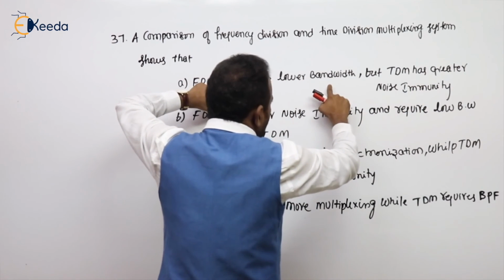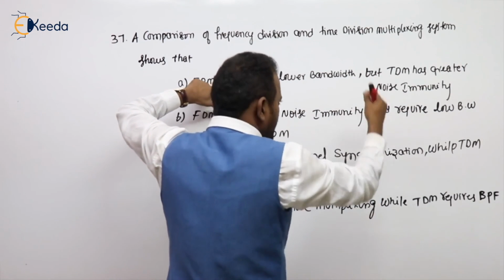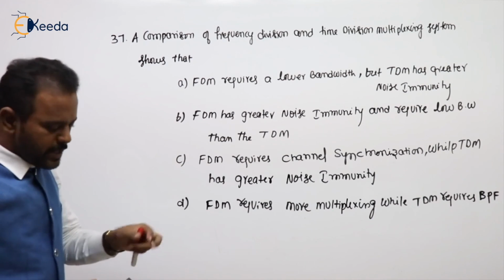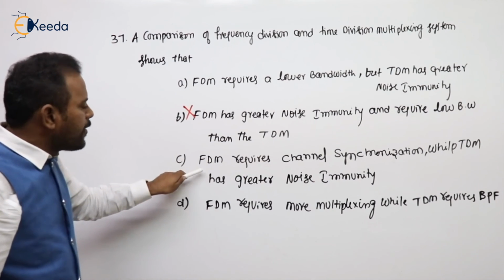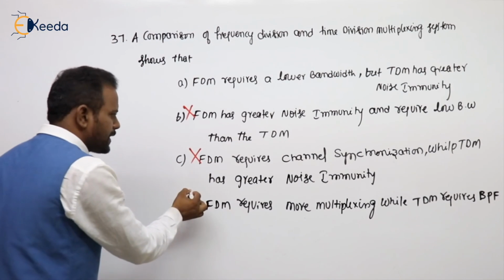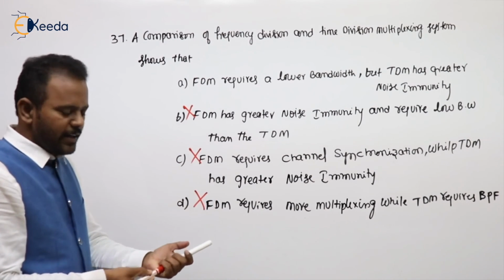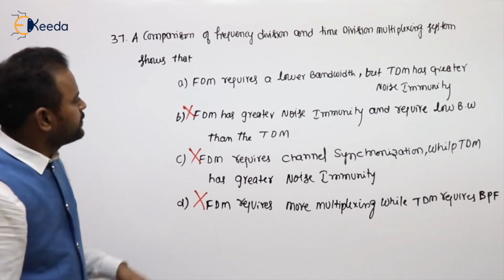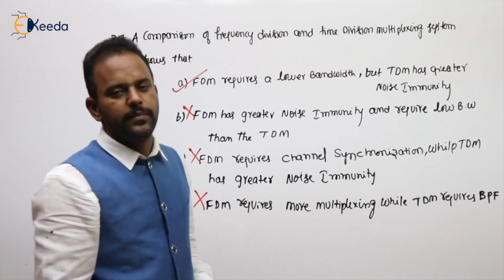Okay, I can go with option A because FDM needs lower bandwidth compared to TDM. Let me analyze the remaining also. Option B, FDM has greater noise immunity, is a blunder. TDM has greater noise immunity. FDM requires channel synchronization, no. FDM requires multiplexing, TDM requires band pass filter, no. In TDM we have low pass filters as well as commutator and decommutator. So if you see all the options, obviously option A is most suitable. Clear?